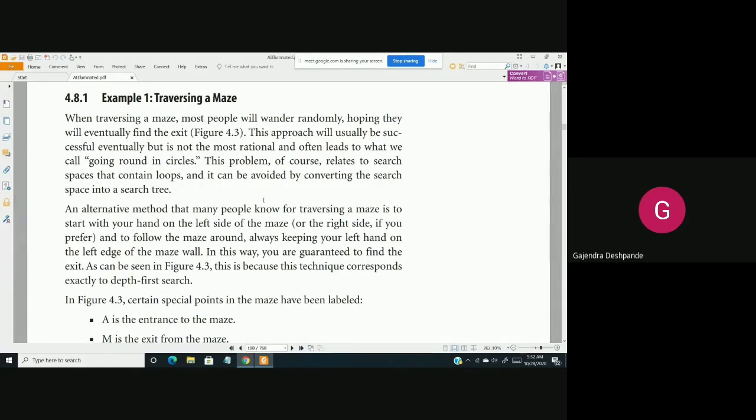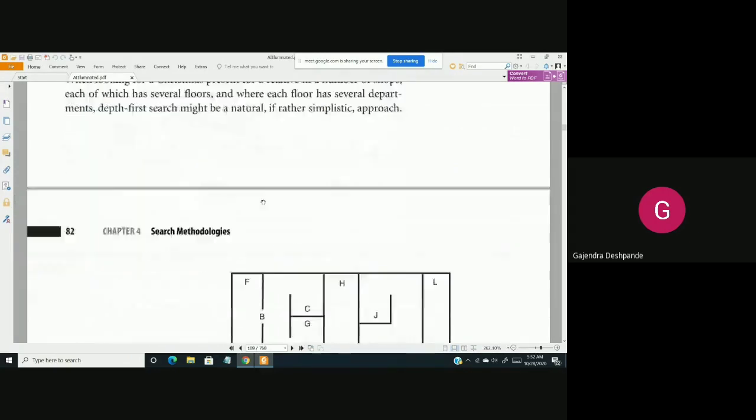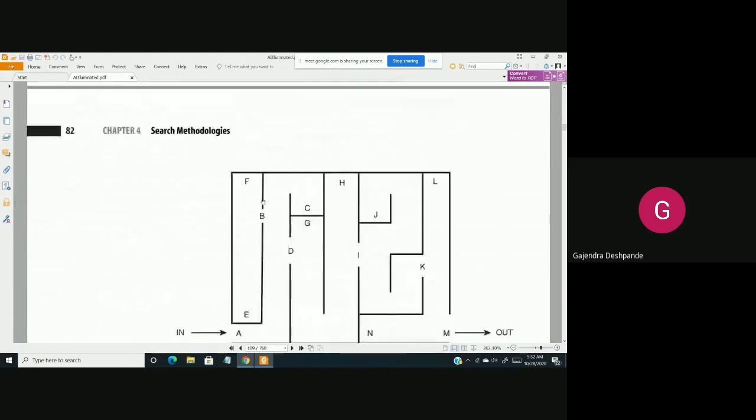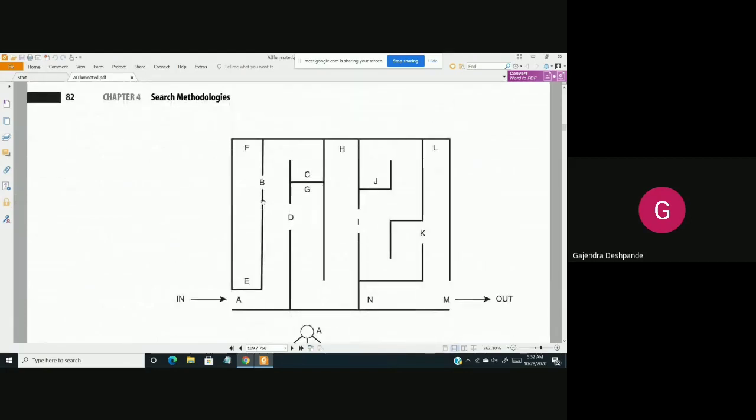The first example we can consider here is traversing a maze. Let's look at the diagram here. So this is a maze and you have to find the exit point. A is the entry point and M is the exit point. Now if any human enters the maze, he will start visiting the points and check whether it is an exit point. If it is an exit point, he will simply exit, otherwise he will just come back. And again he will follow some sort of chronological ordering.